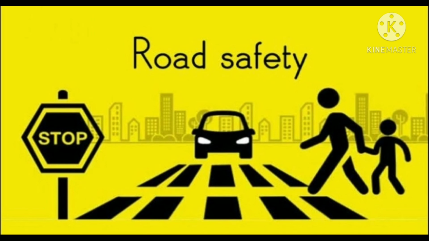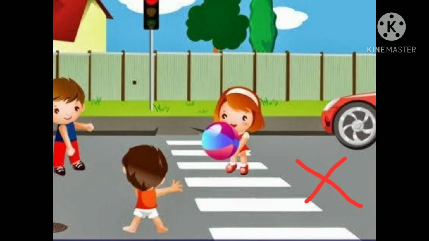Now, safety on roads. Short distances should be covered by walking. Therefore, it is important to follow the safety rules while walking and driving on the road. Some of the safety rules we must always follow are: Number 1. Do not run or play on the roads.